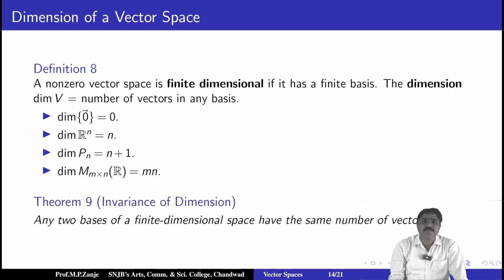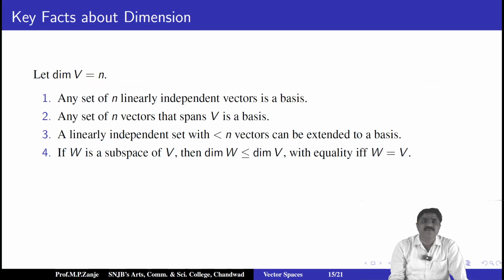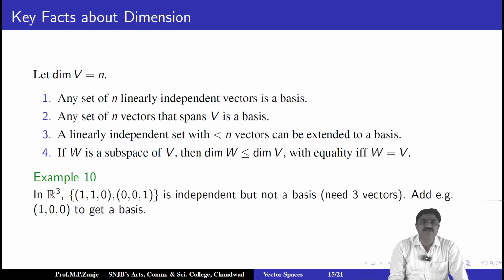Actually, invariance: any two bases of a finite dimensional space have the same number of vectors. Important result: dimension of V equal to n. Any set of n linearly independent vectors is a basis. Any set of n vectors that spans V is a basis. A linearly independent set with less than n vectors can be extended to a basis. And if W is a subspace of V, then dimension of W is less than or equal to dimension of V, with equality if and only if W equals V. Key facts of the dimensions.